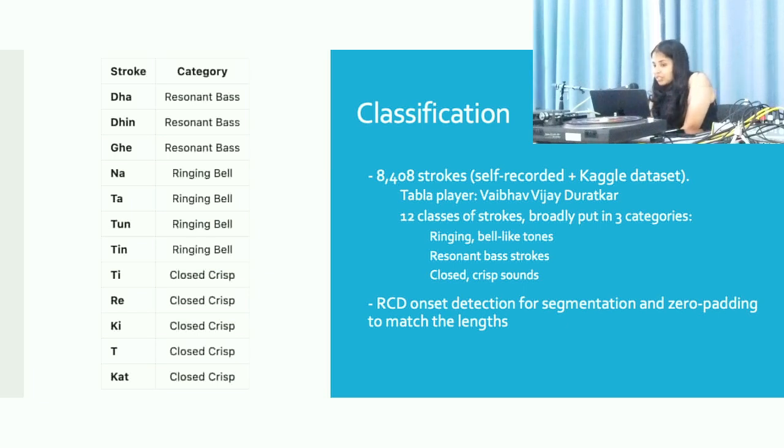So for classification, these are the 12 different strokes, and the data was collected on 8,408 strokes. Some of them are self-recorded samples by a friend of mine from India, and some of them were collected from a Kaggle data set. These 12 strokes can be put in 3 categories broadly: the ringing bell-like tones, resonant bass strokes, and the crisp closed sounds. And I've used the rectified complex domain, RCD, onset detection, which was given by Simon Dixon. I've basically referred from his paper.